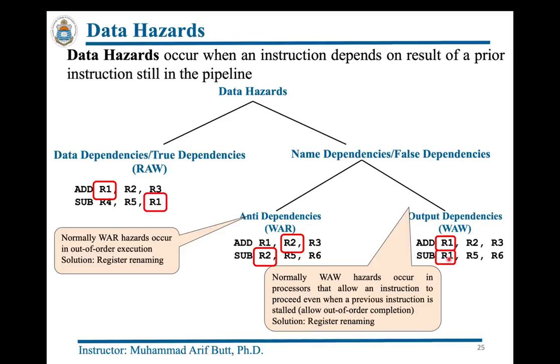Write after write hazards normally occur in pipeline processors that allow out of order completion, that is, allow an instruction to proceed when a previous instruction is stalled. And a solution to write after write hazard is also register renaming, that can be done, of course, statically by the compiler or dynamically by the hardware.